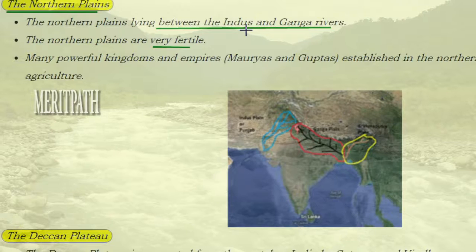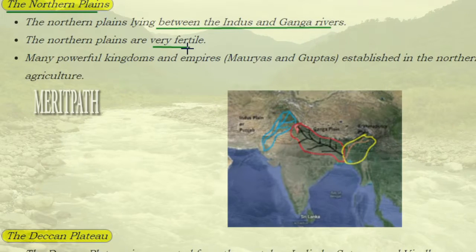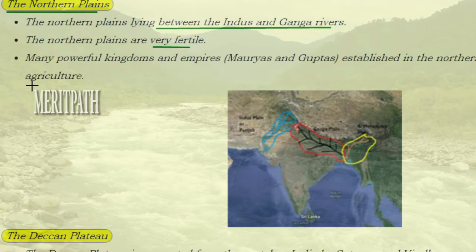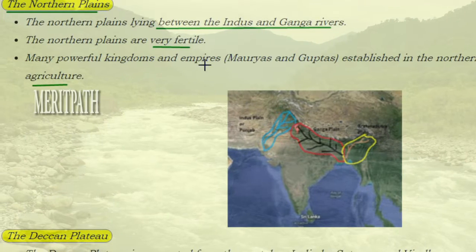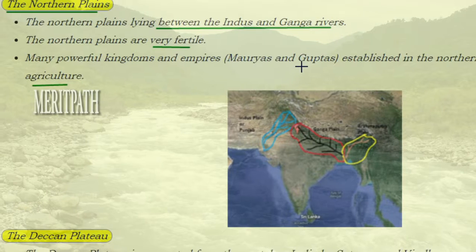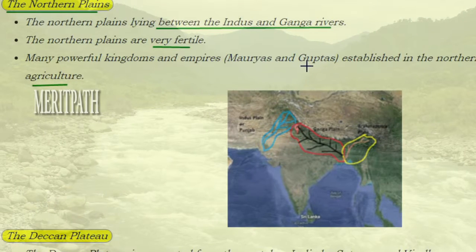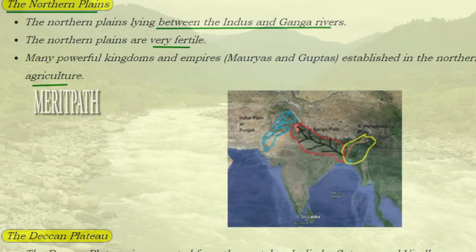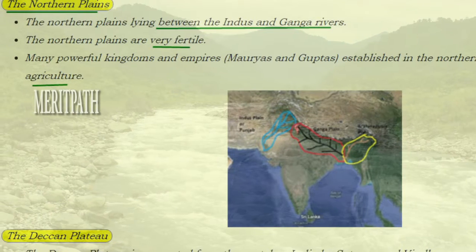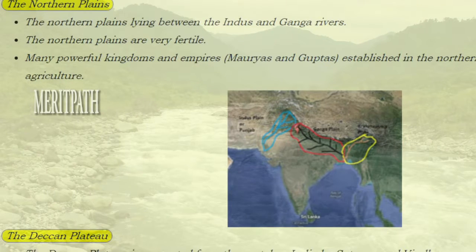And next, the northern plains. These lie between the Indus and the Ganga rivers, and these plains are very fertile. Because they are very fertile, they are good for the growth of agriculture. And because they are good for agriculture, powerful kingdoms such as the Mauryas and powerful empires such as the Gupta Empire have been established in the northern plain region.